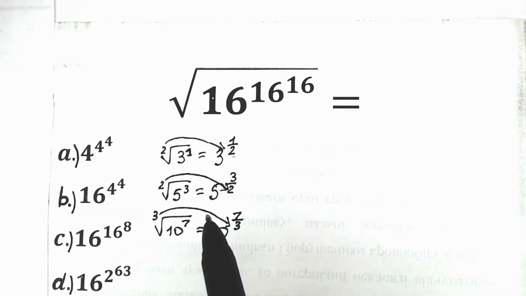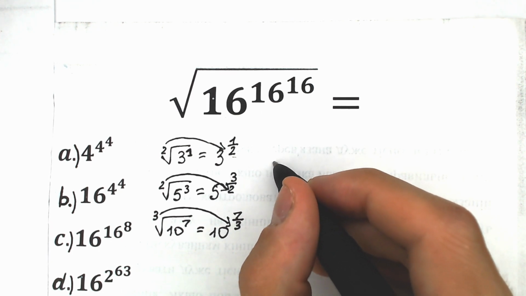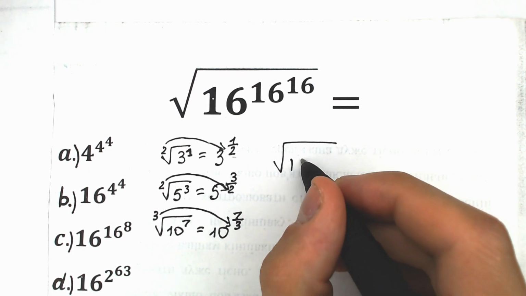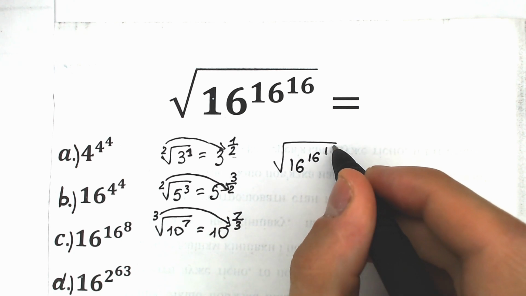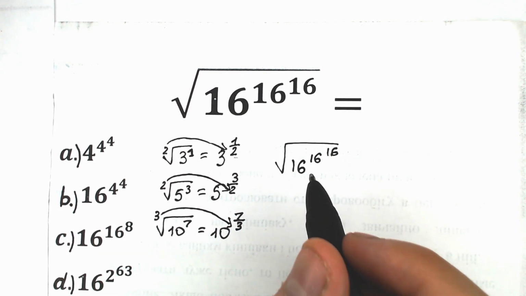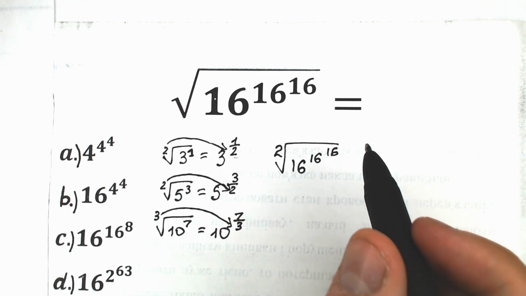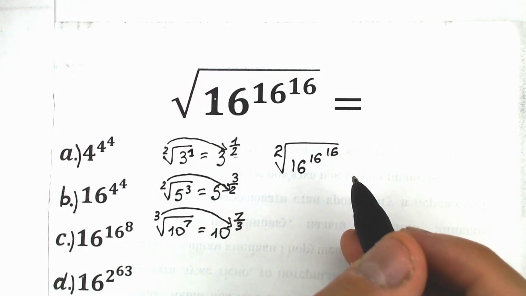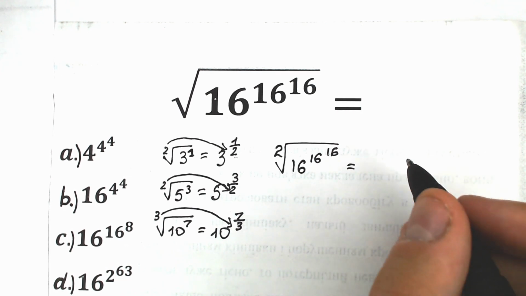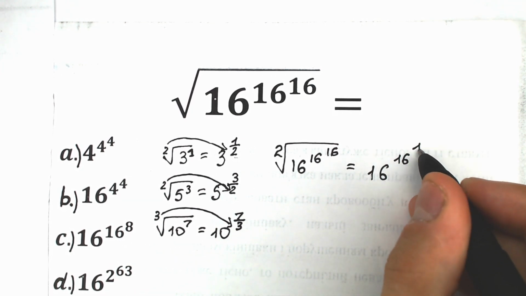And right now let's apply this logic exactly in our case. What do we have right here? We have square root of 16 to the power 16 to the power 16. And right now the same logic, let's use the same logic. This is the second root, okay? This is a square root, so it implies that we should divide the power of this 16. So what do we have right here? Equal to 16 to the power 16 to the power 16.